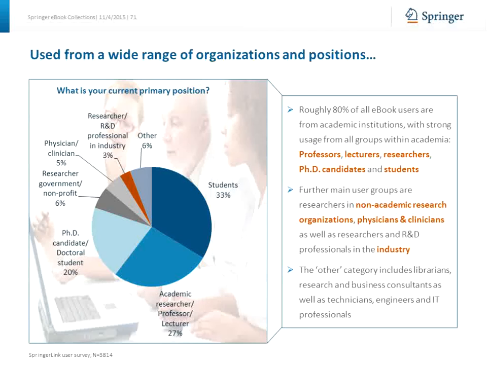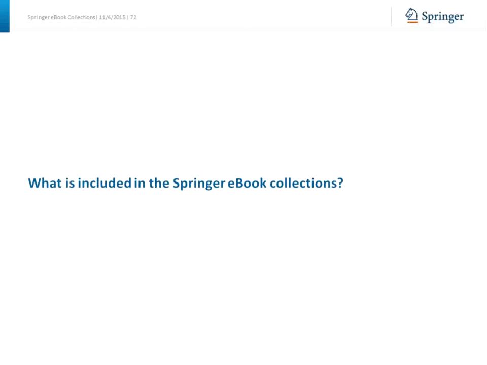And when we look at some usage information on Springerlink, we see that the largest user group that is using our books is students and academic researchers, as well as PhD candidates and doctoral students. So basically, this is you.